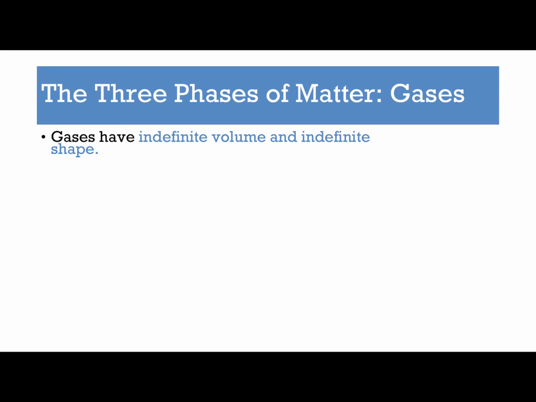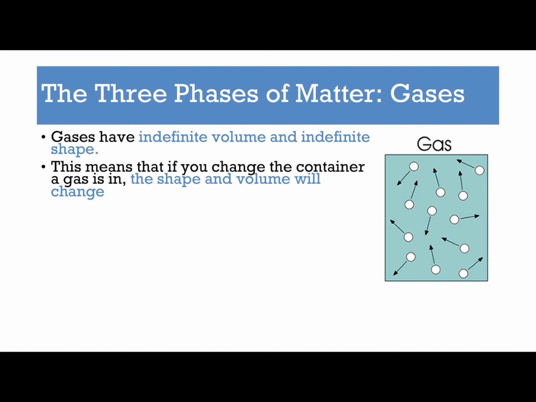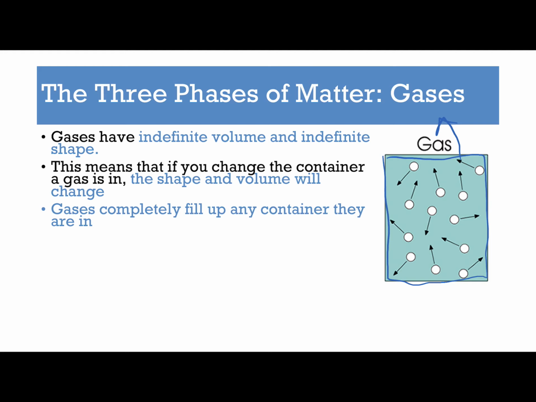Moving on to gases. Gases have indefinite volume and indefinite shape. And that means if you change the container a gas is in, the shape and the volume will change. So this picture shows the same size box as the gas and solid, but now the gas takes up the entire space. Now this is going to be a closed box because you have all of the sides closed. But if the top was to open, all these gas particles would go everywhere and take up whatever size they're in. So gases completely fill up any container they are in.